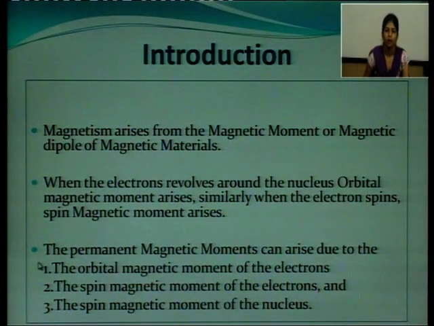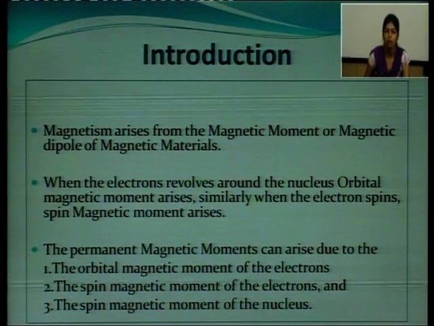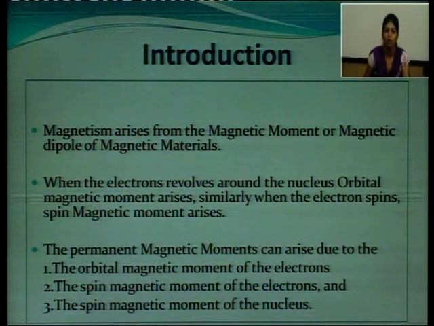The permanent magnetic moments can arise due to, the first is the orbital magnetic moment of the electrons, the second is the spin magnetic moment of the electrons, and last is the spin magnetic moment of the nucleus.